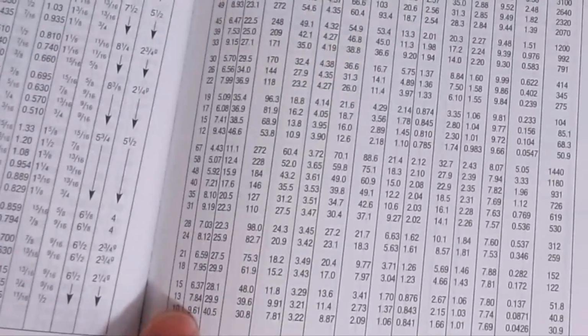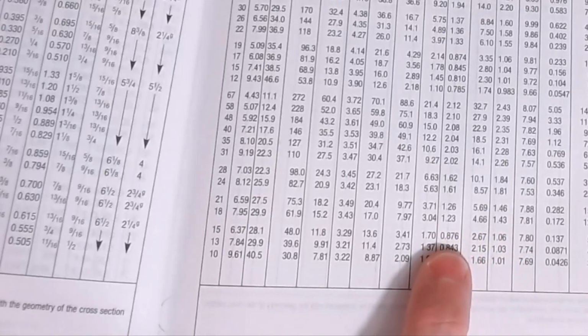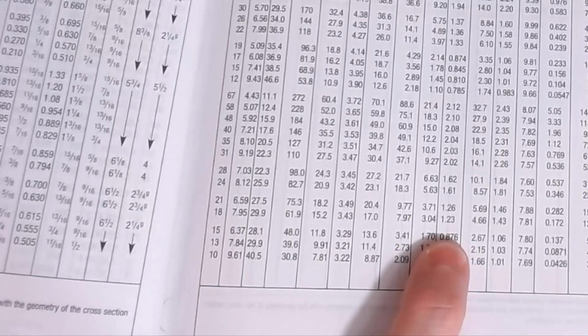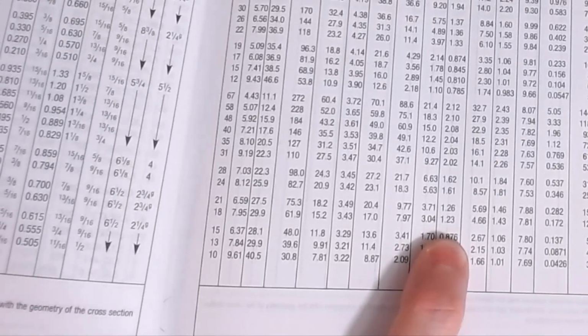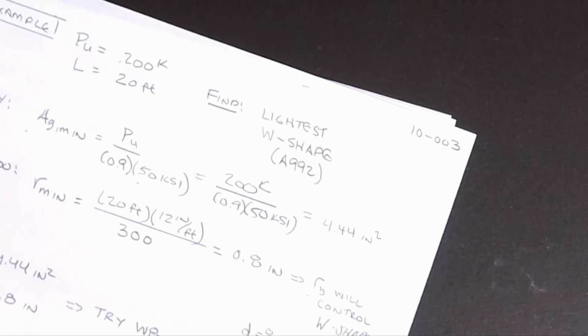And so if I come over and look at the 8x15, we're looking at the RY column, and our number is 0.876. This guy works. He meets both of the criteria, so he'll be a good first guess for us to try. So we'll try an 8x15. That will meet the gross yielding as well as the slenderness. All right, we'll get that book out of the way. And so that will be our guess.